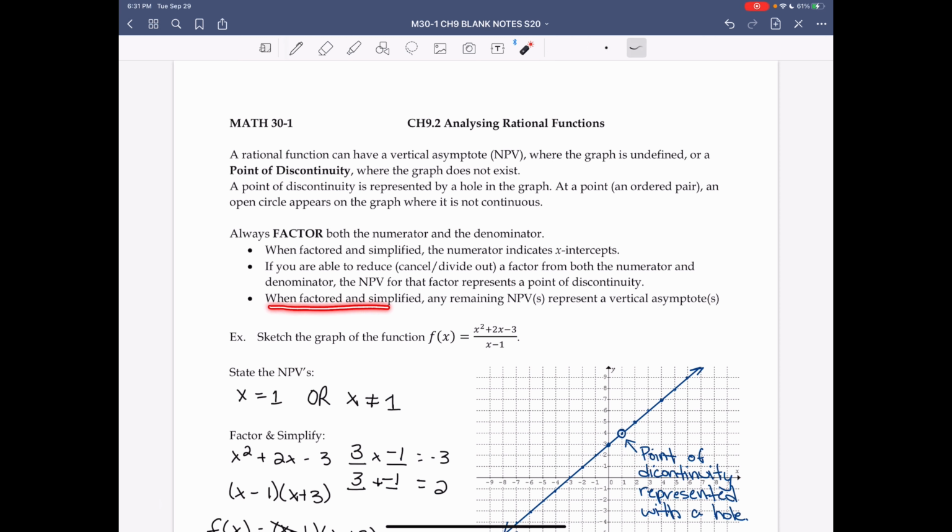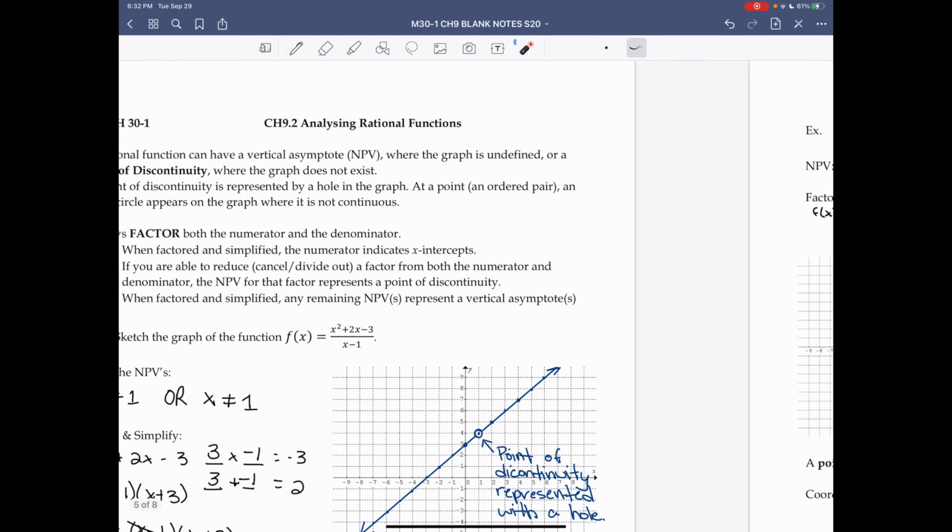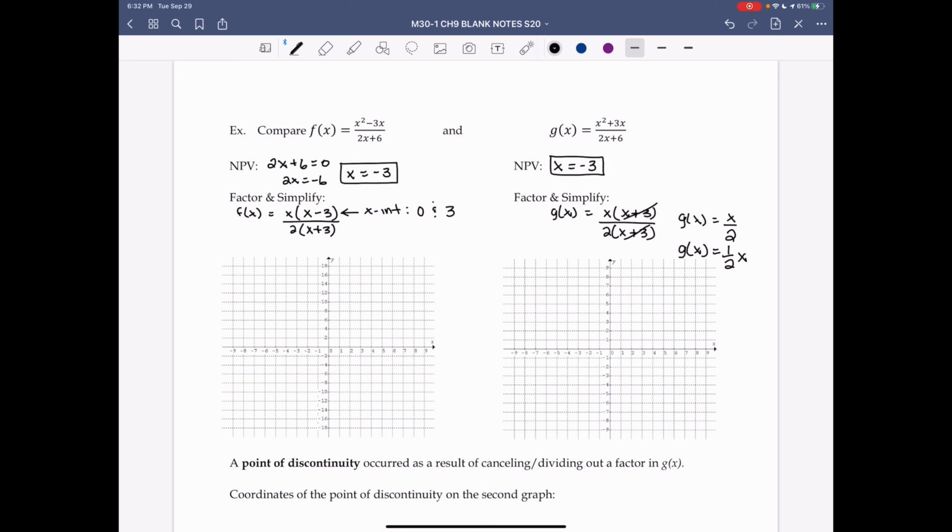Then, when factored and simplified, any remaining NPVs represent vertical asymptotes. We have a remaining NPV here of x equals negative 3, so our vertical asymptote is x equals negative 3. Then we can plot our x-intercepts, which were at 0 and also at 3.